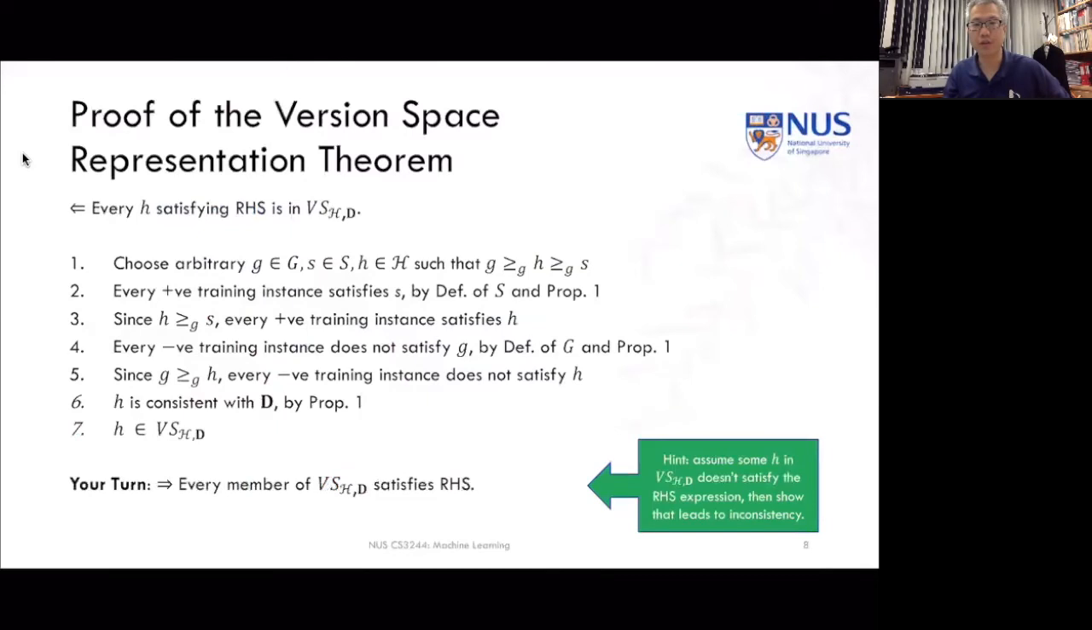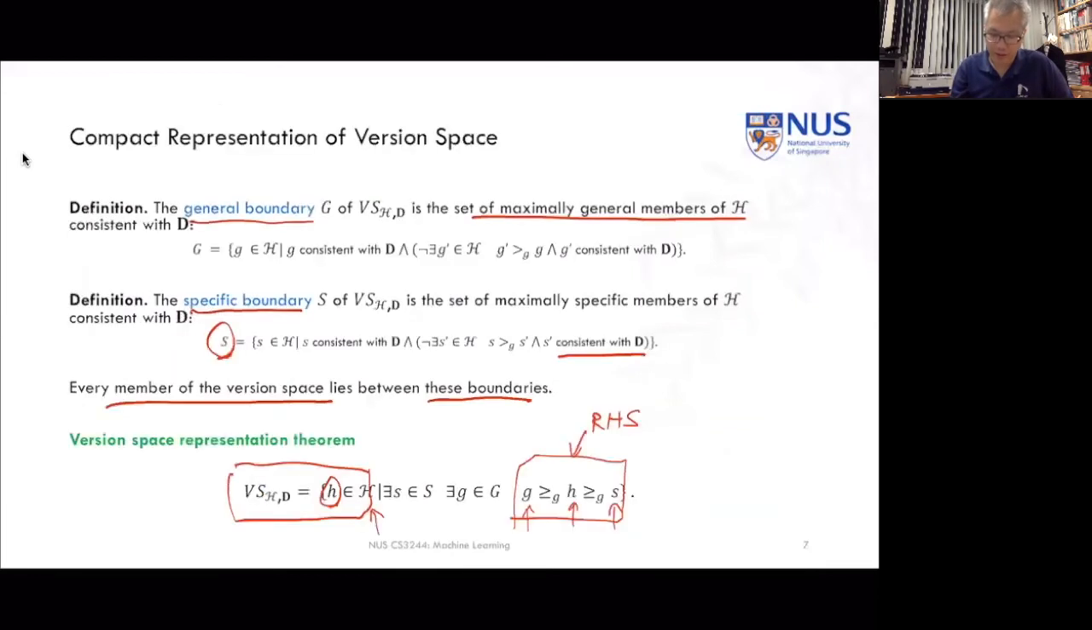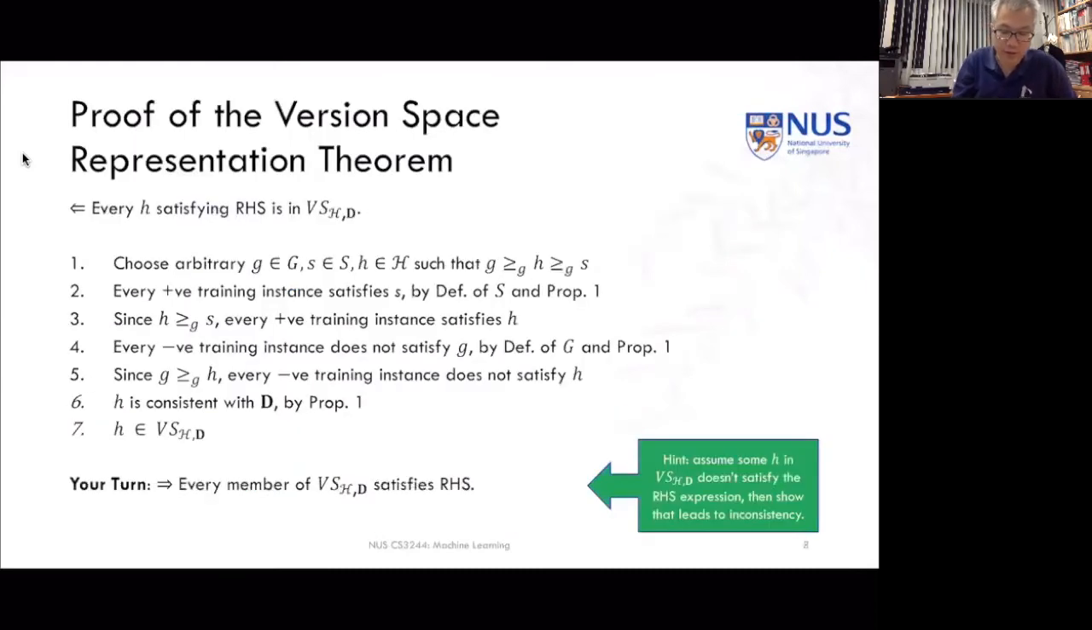And so the proof of the version space representation algorithm can be done in two parts. We first have to show that the version space is the same as saying that within this version space, there has to be a hypothesis within the hypothesis set that satisfies the right-hand side. So every H that satisfies the right-hand side is actually inside our version space. That's the first part of the proof. And the second part of the proof, which we're not going to cover, but you can follow the instructions over here, is to show that every member of the version space actually satisfies the right-hand side.